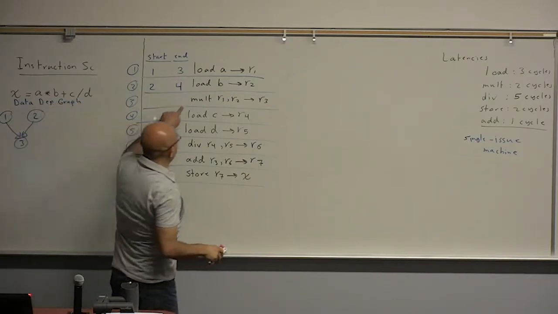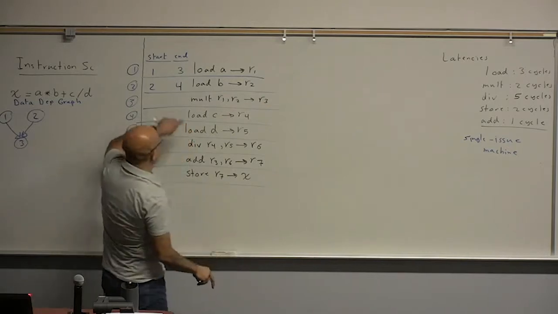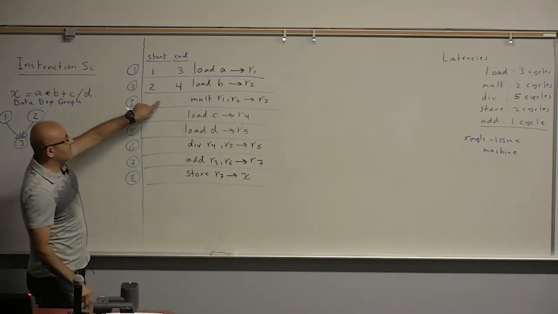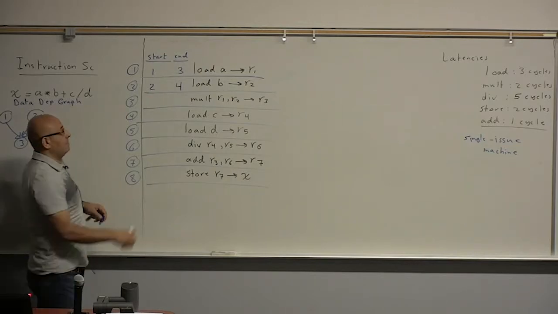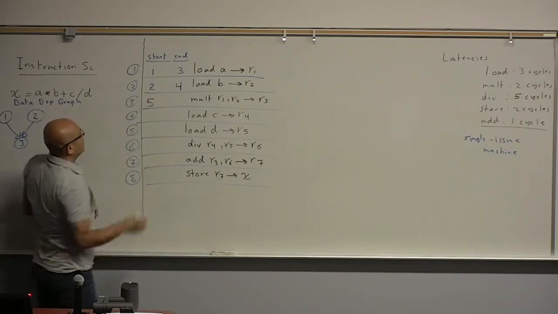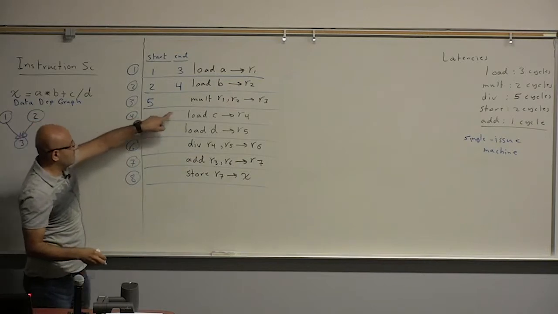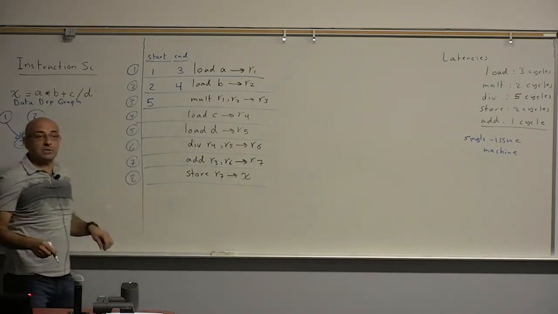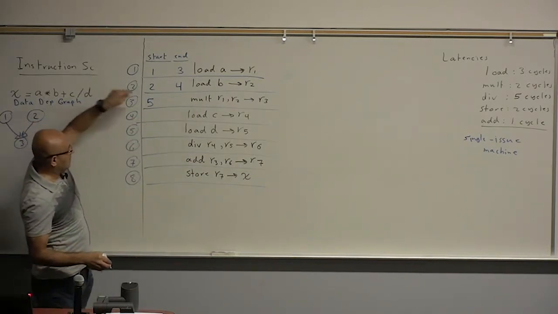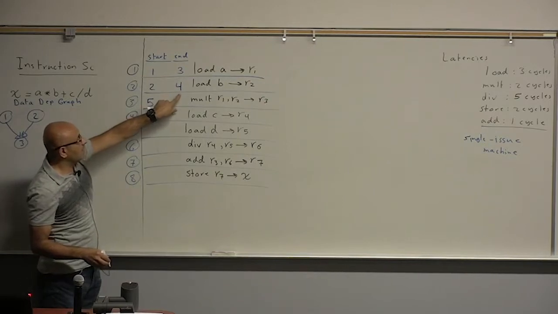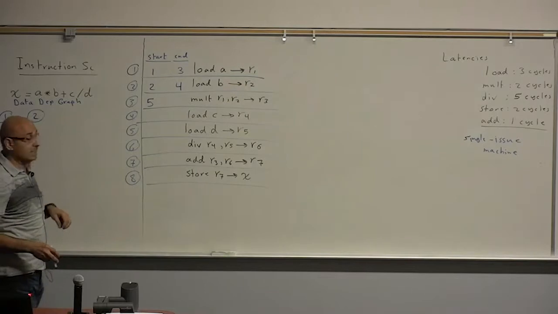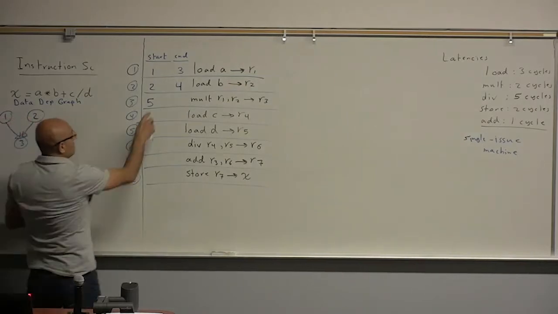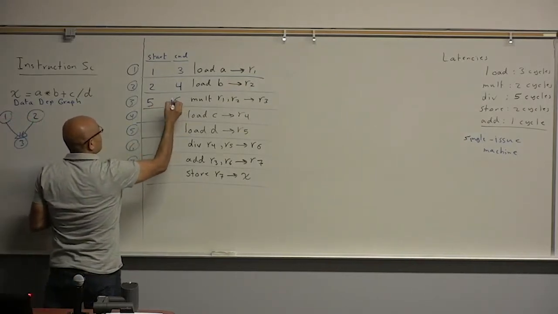Okay, now the multiply is dependent on both of them, so it can't start any earlier than cycle 5. So cycle 5 is the earliest cycle for the multiply to start, because this completes in cycle 4. The result of this will be available in register 2 in cycle 5. This is our assumption. Now this is going to take cycles 5 and 6.